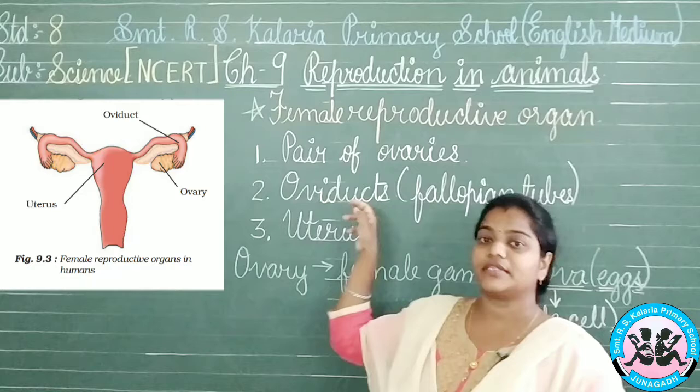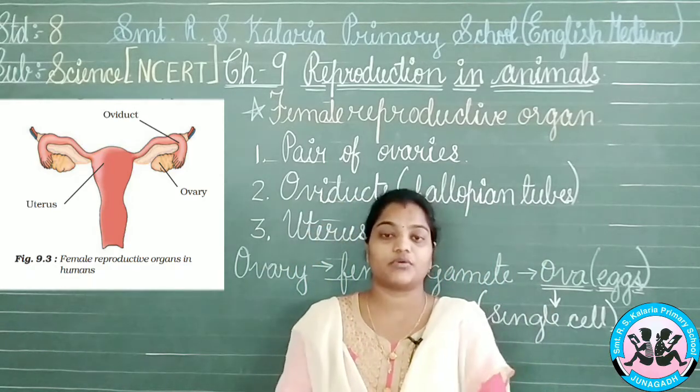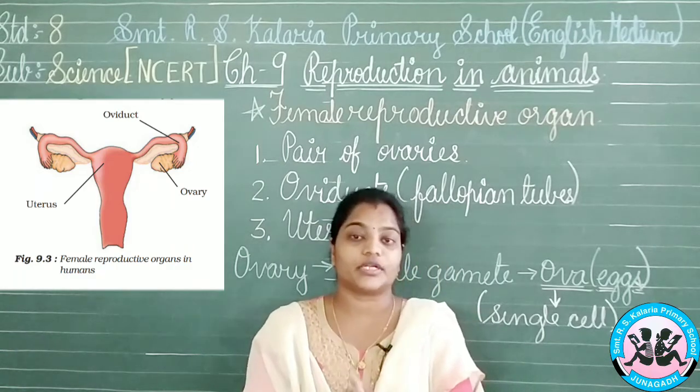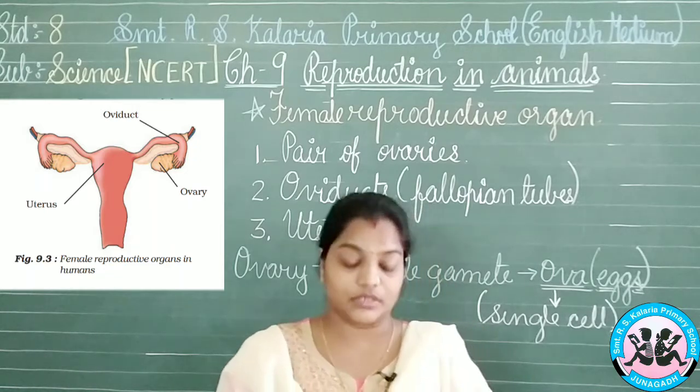Now, it will be carried by the oviduct and it will reach up to the uterus. Now, we have the embryo or the zygote being attached on the uterus, from where the baby will be born. Now, this is what the things are.